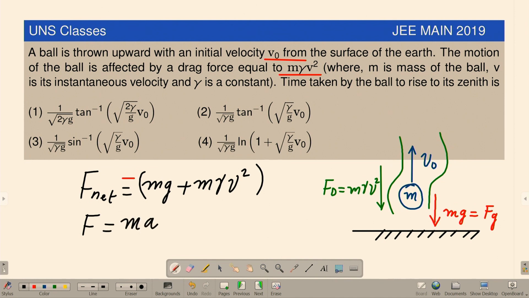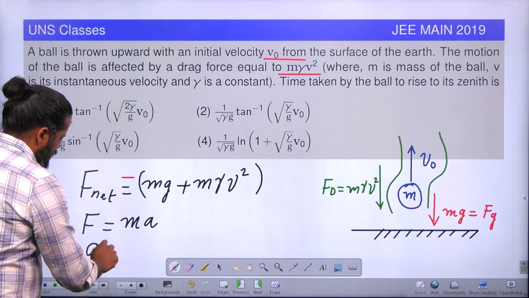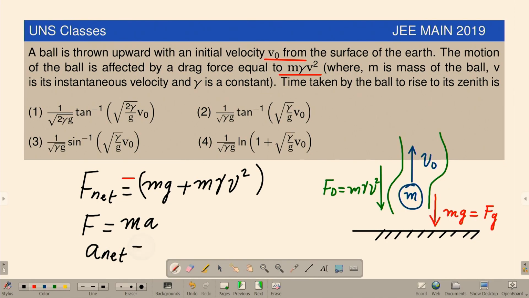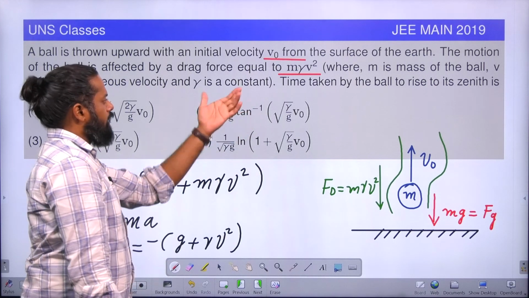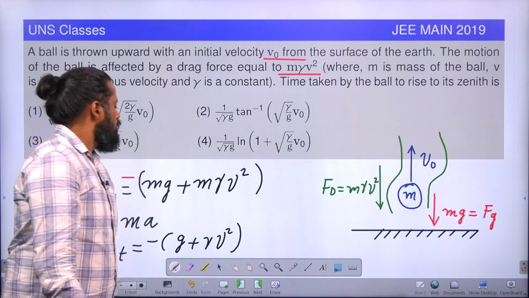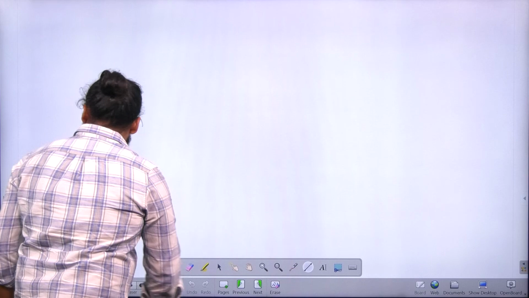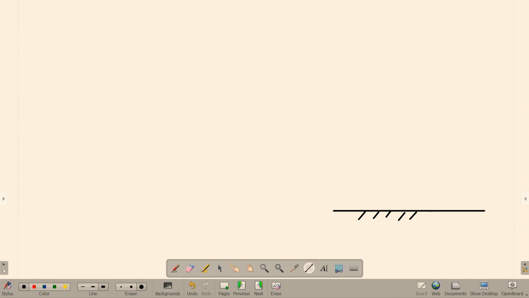Now the acceleration part we can easily isolate, because if I take m common, we can say that the net acceleration, let us call it a net, is going to be equal to minus of g plus gamma v square. So we got an expression for net acceleration. Here we have to find out the time taken to reach the zenith, that means the time taken to reach the maximum height. That is the idea. If the ball is moving from the ground level to a maximum height, at maximum height you know that the velocity is going to be 0.